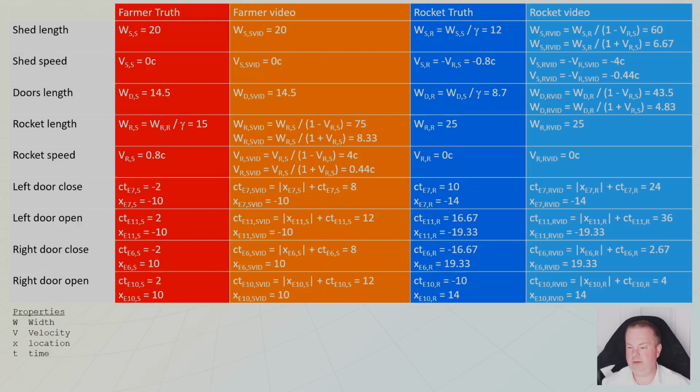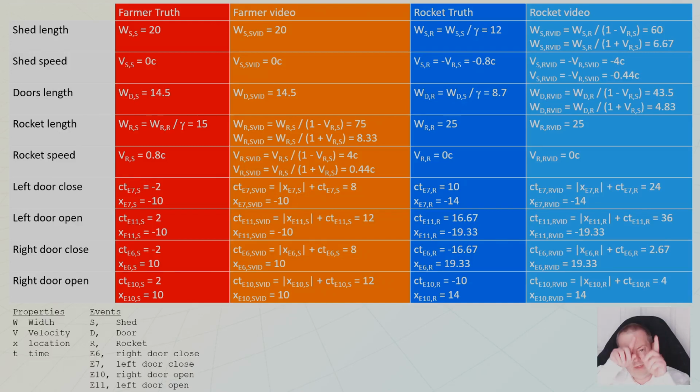I do have some legends here. So the properties: W is width, V is velocity, X is location, T is time. Then we have the indices. S will be shed or stationary. D will be for the door. R will be for the rocket. And sometimes we will use the actual events in the previous list: events number 6, 7, 10 and 11, when the doors are closed and opened again.